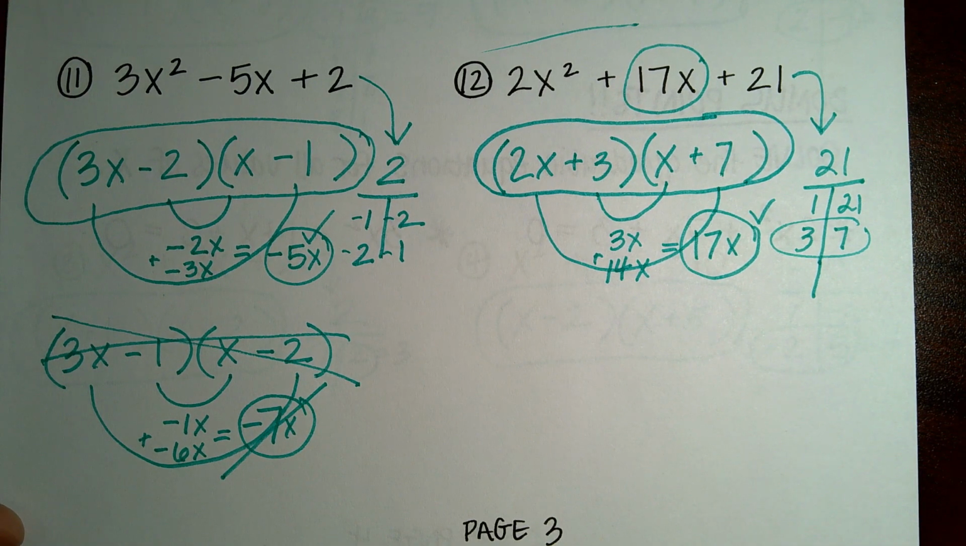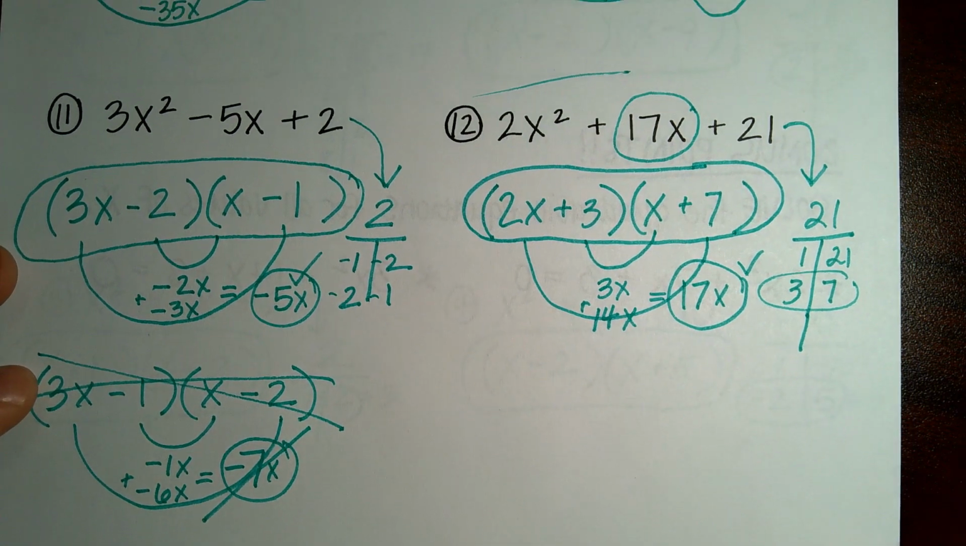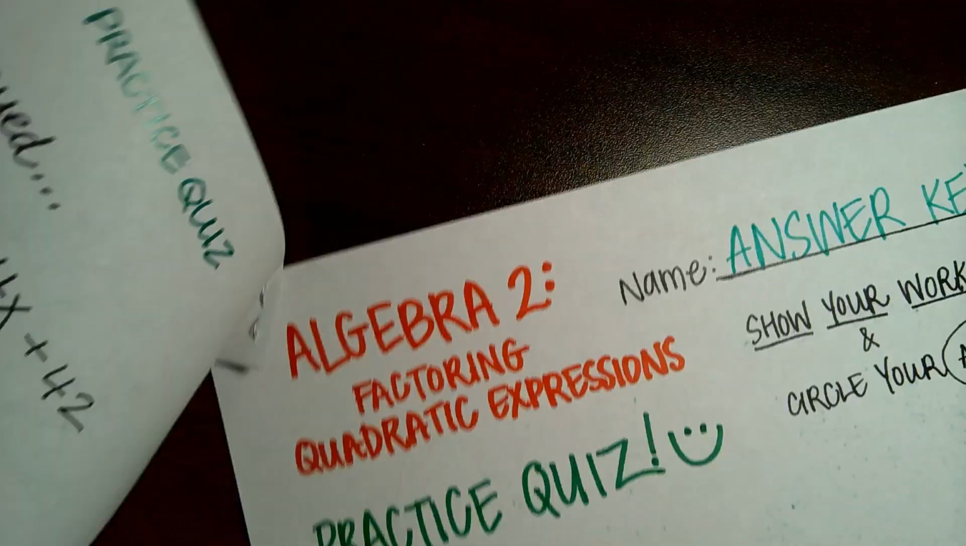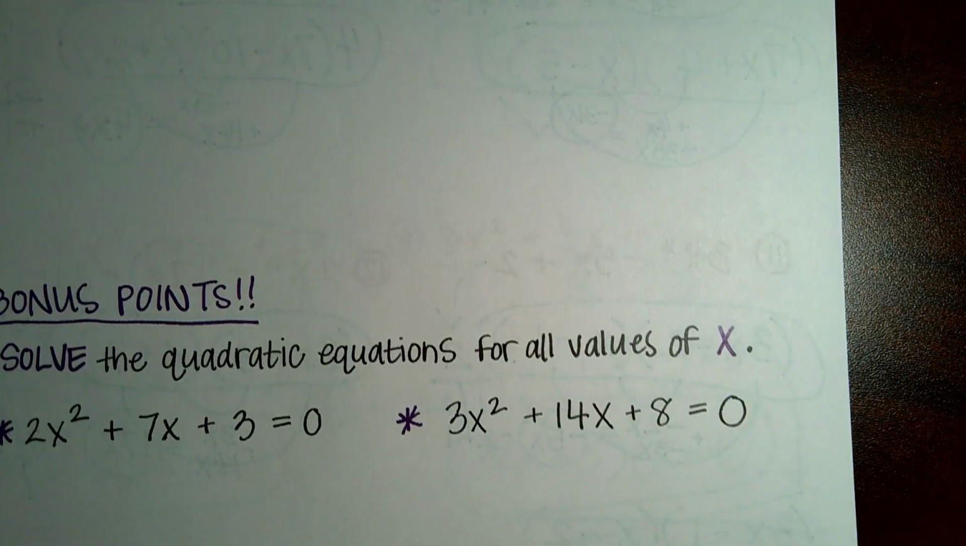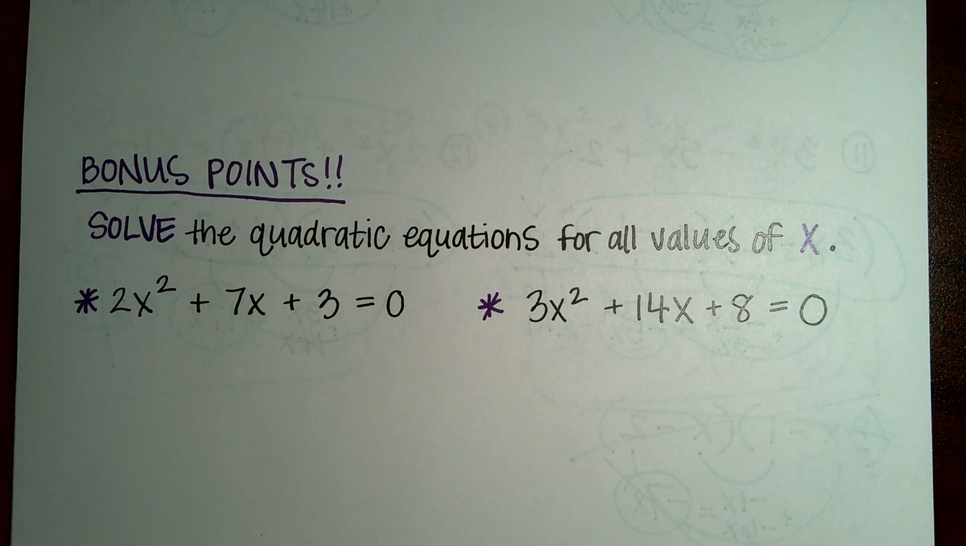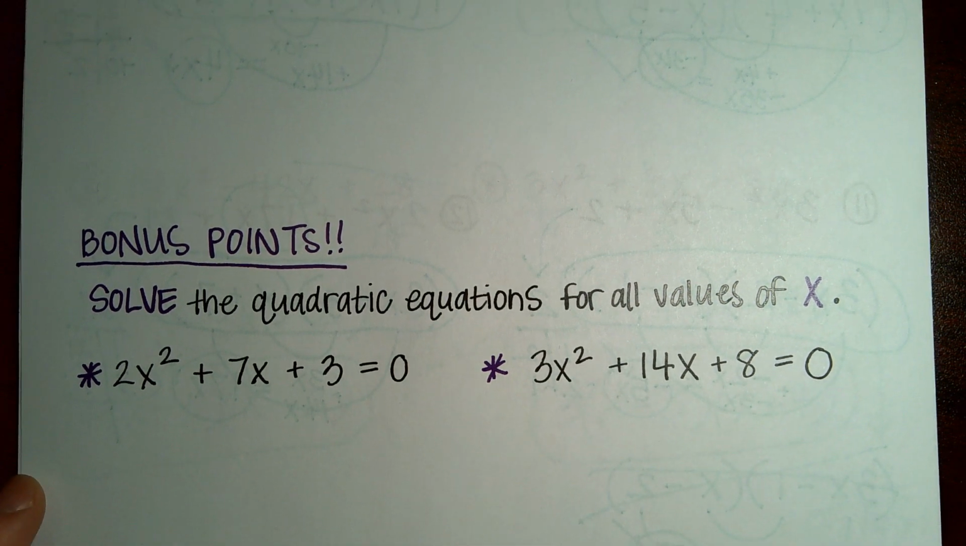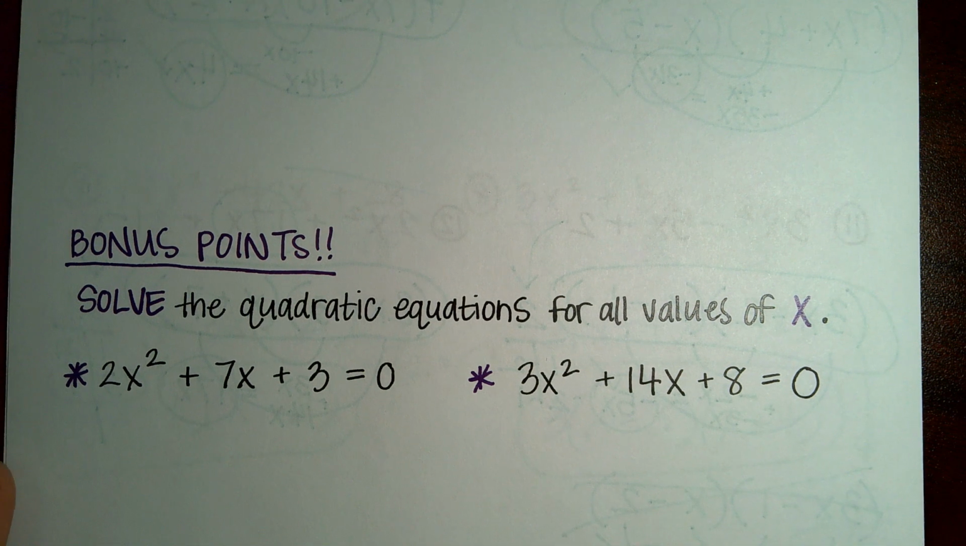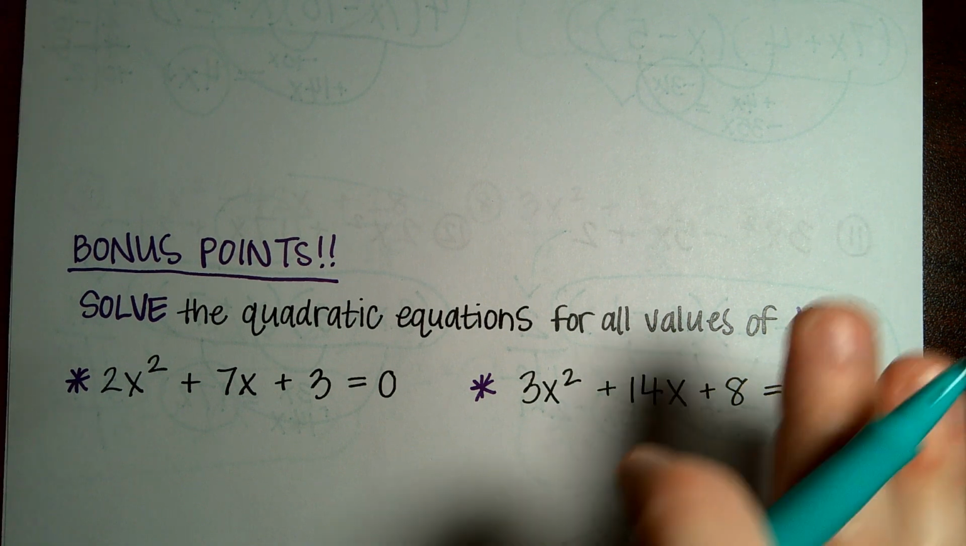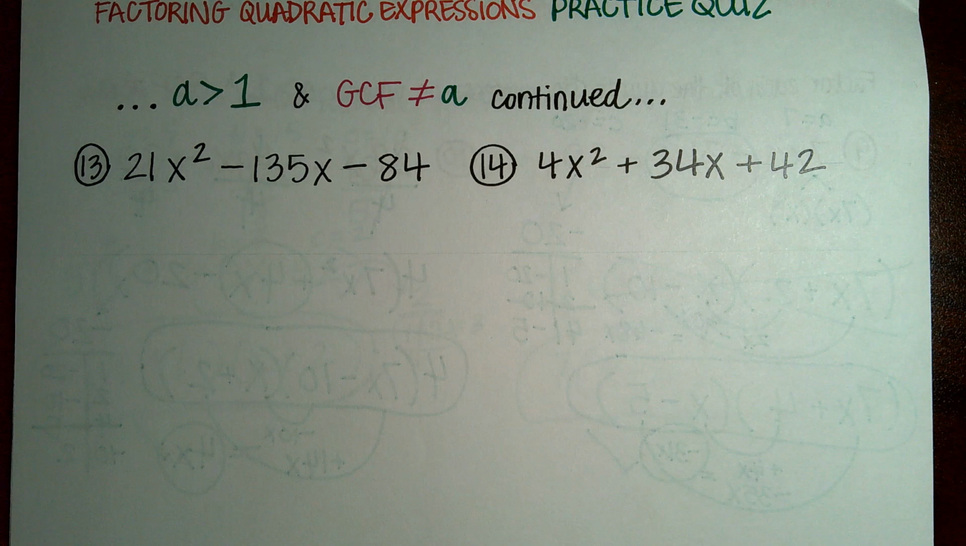All right. Questions for number 12 or any of the questions on page 3, 9 through 12. All right, let's go ahead. Just 2 more questions, guys, and then we're going to go through how to solve these bonus questions that I'm offering you. You can earn up to 4 bonus points, 2 points per question. So if you get everything right on here, I want to say the highest score you can get on this quiz is like 106%. So, just throwing that out there.